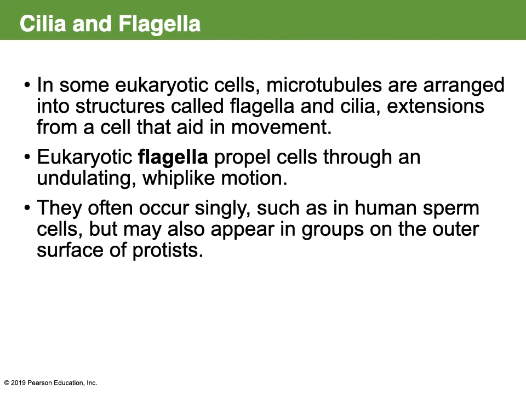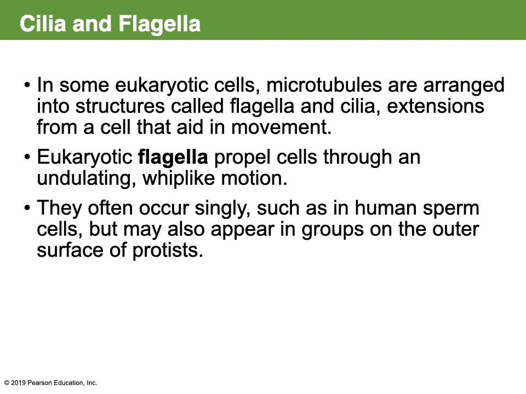Now, in some eukaryotic cells, microtubules are arranged into structures called flagella and cilia. These are external extensions of the cell that help in movement. The word flagellum literally translates from a word root for whip. So eukaryotic flagella propel cells through a whip-like motion.